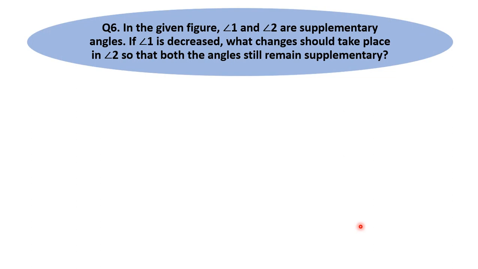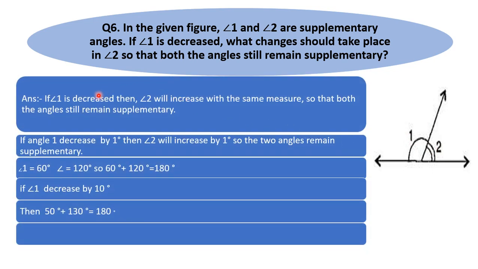Next, question number 6. In the given figure, angle 1 and angle 2 are supplementary angles. If angle 1 is decreased, what changes should take place in angle 2 so that both the angles still remain supplementary? So in this figure, we are observing that angle 1 is greater than angle 2. Now we decrease this angle 1, so angle 2 will increase. So we can write if angle 1 is decreased, then angle 2 will increase, but with the same measure, so that both the angles still remain supplementary.